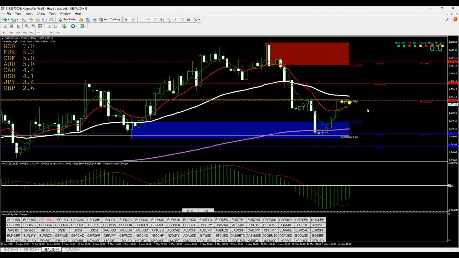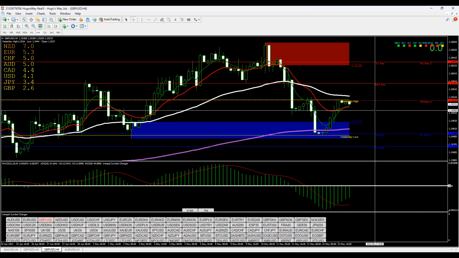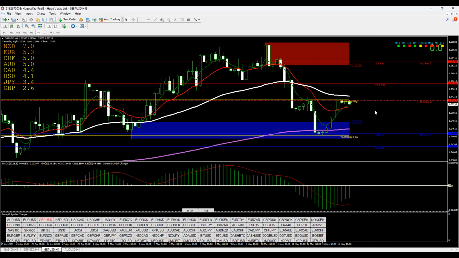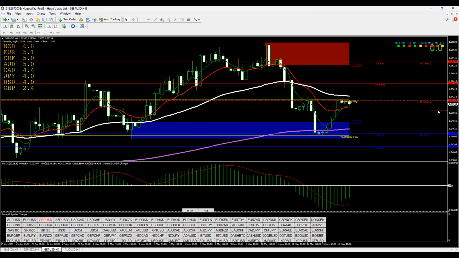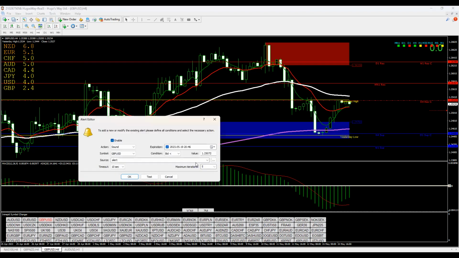So this is what we're going to do. I'm going to do a sell peak for GBP USD. Sell peak for GBP USD, EP is 1.25072.